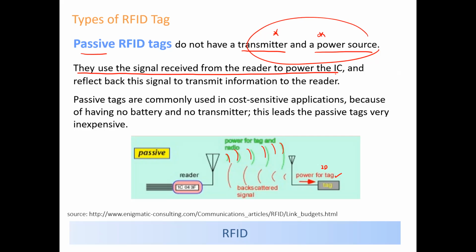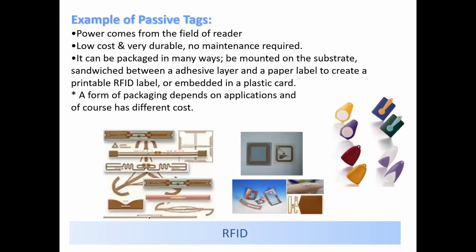Okay, so the passive tag is commonly used in cost-sensitive applications. If you think about low-cost applications, you can use the passive tag, because having no battery and no transmitter leads the passive tag to be very inexpensive, very cheap. And this is a kind of shape of the passive tag. It is very low cost, very durable, no maintenance required. And the power comes from the field, the electromagnetic field of the reader.